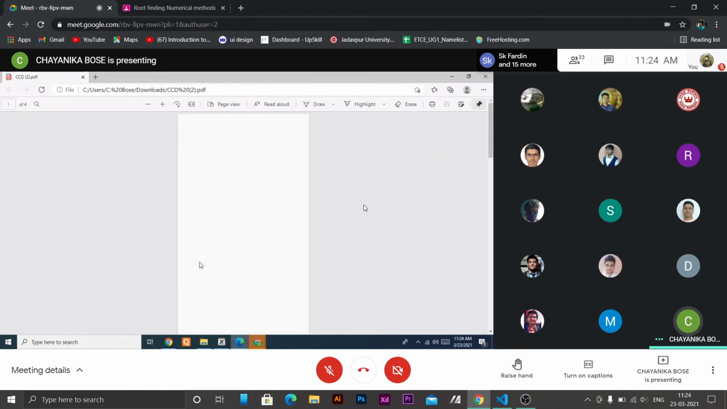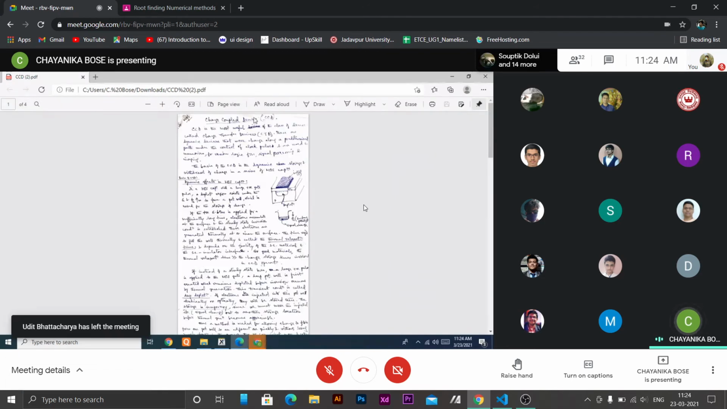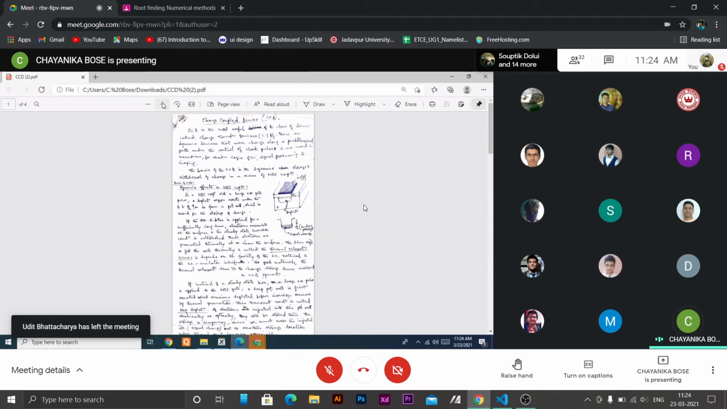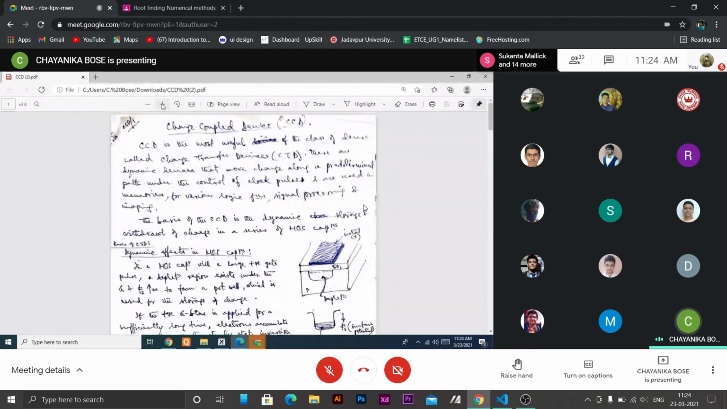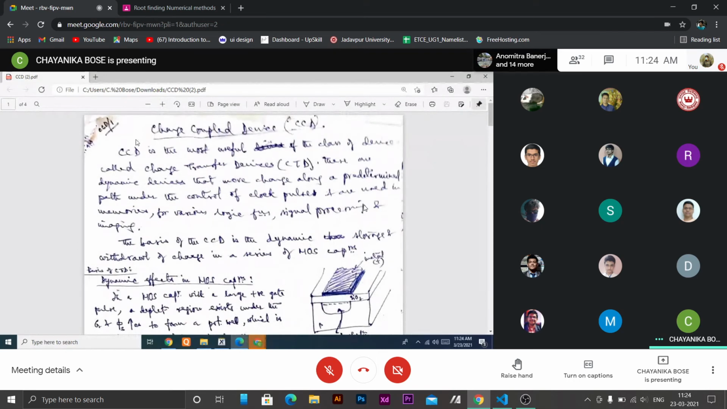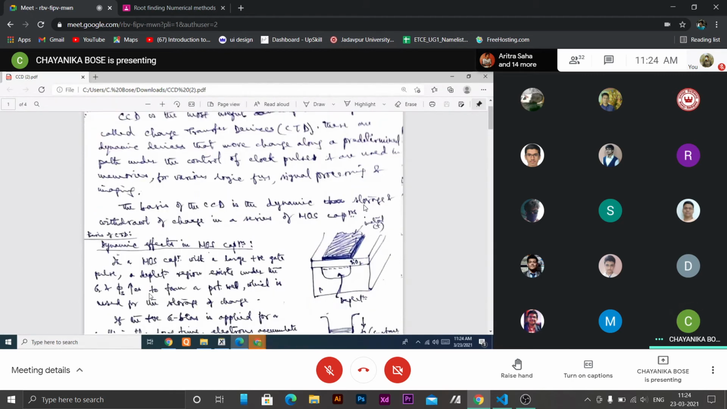CCD stands for Charge Coupled Devices. It is the main family of such devices, Charge Transfer Devices, CTD, and CCD is the most popular member of this category. These are dynamic devices that move charge along a predetermined path under the control of clock pulses and are used in memories, various logic functions, signal processing and imaging.